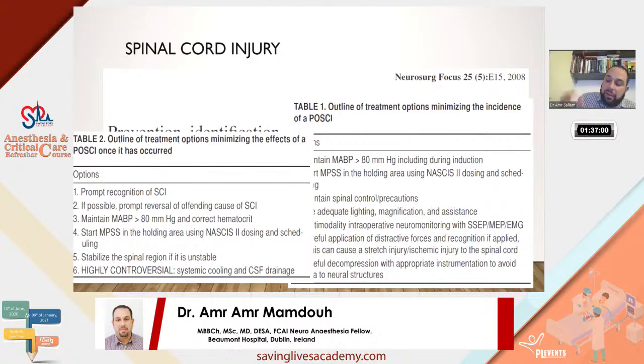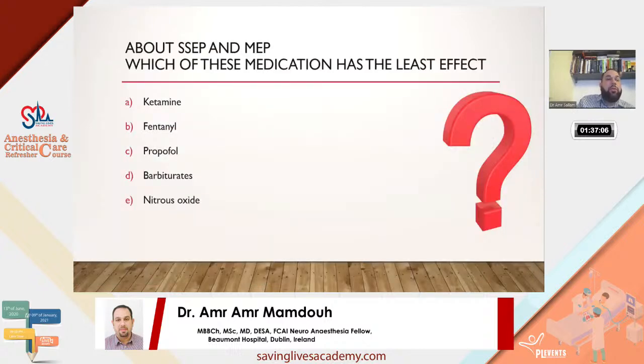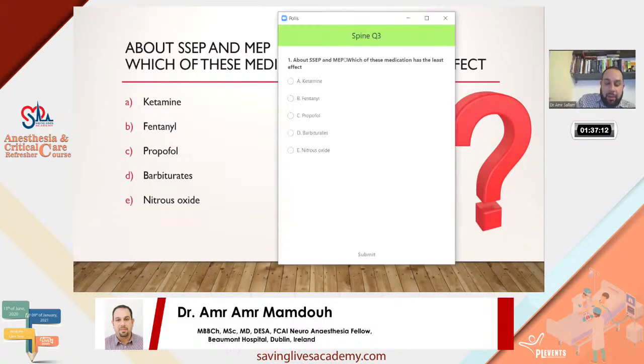So I'll ask you another last question about the somatosensory evoked potential itself and the whole neurophysiological monitoring. We are all aware about the effect of anesthetics on this neurophysiological monitoring. But what do you think has the least effect? Is it ketamine, fentanyl, propofol, barbiturate, or nitrous oxide?